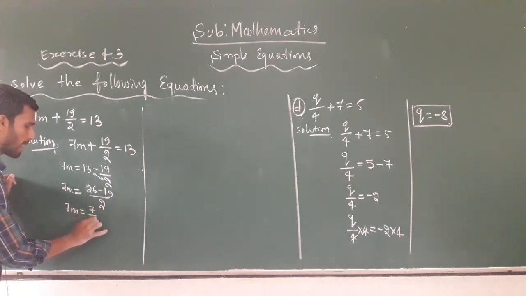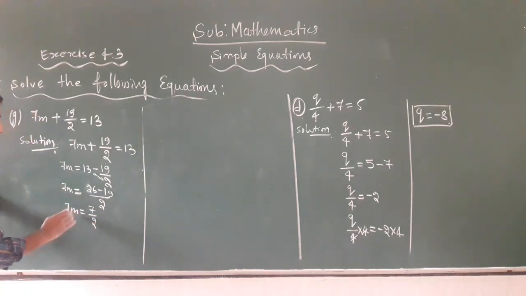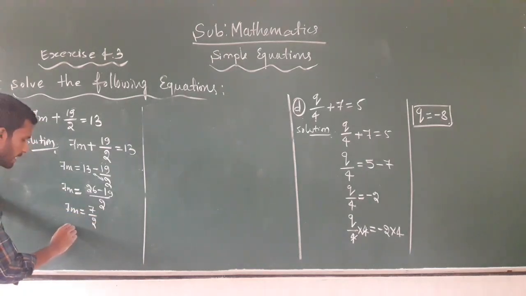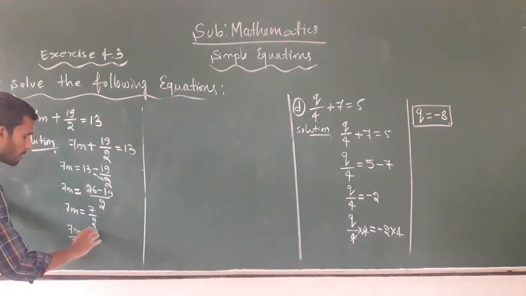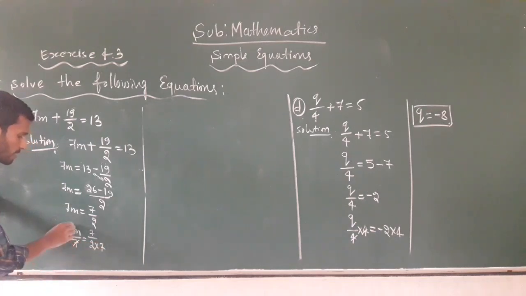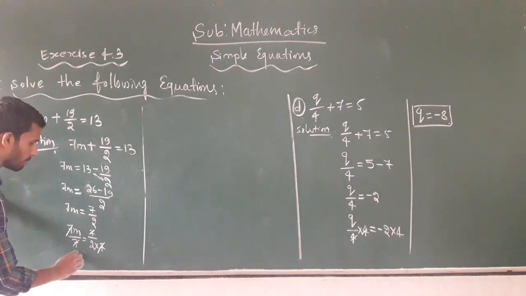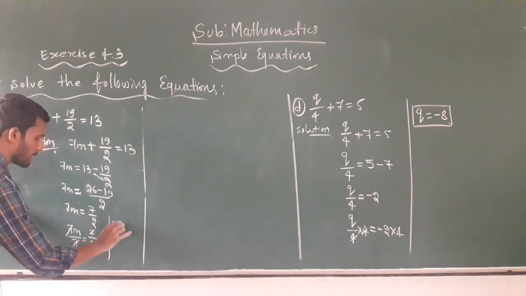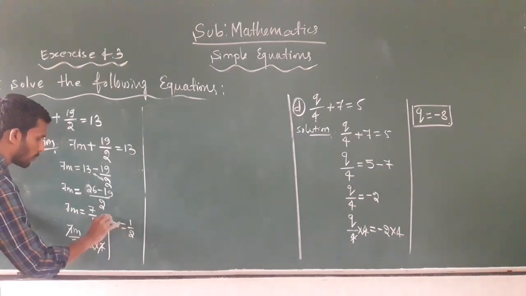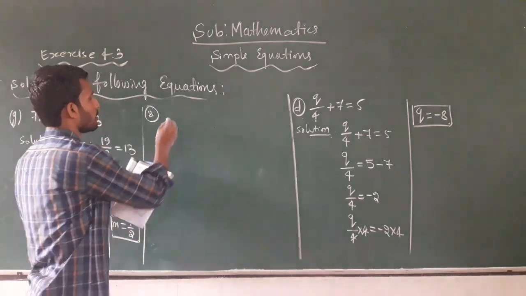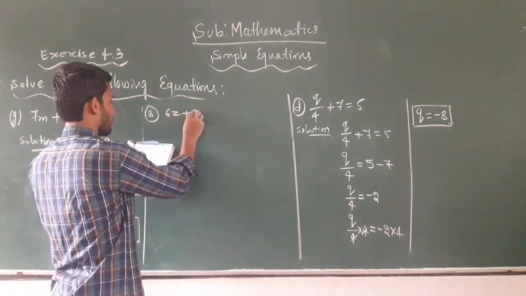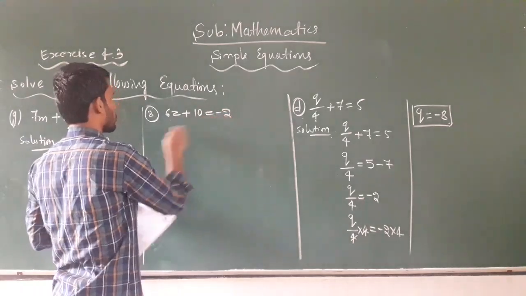We are getting here 7 by 2. When we divide by 7 on both sides, then we are getting 7m by 7 is equal to 7 by 2 into 7. Here 7 will be cancelled. Here also 7 will be cancelled. Remaining is m is equal to 1 by 2. This is the solution.